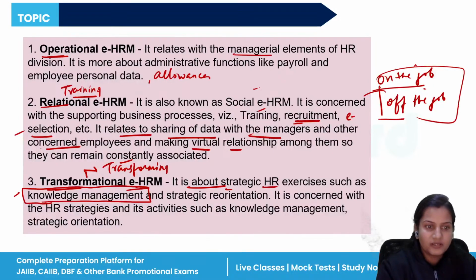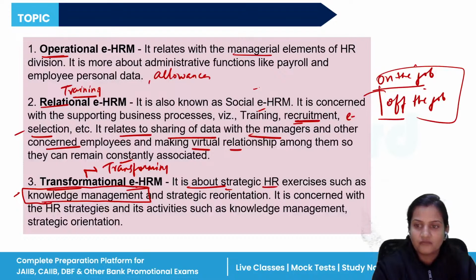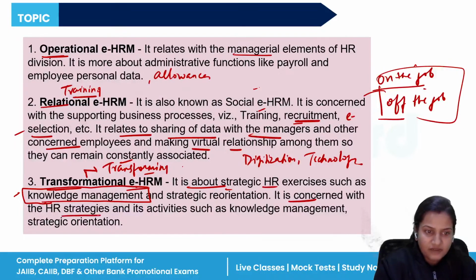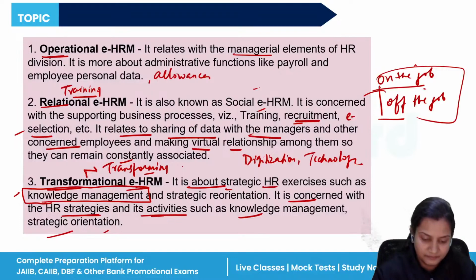For knowledge management, there is a transform. If you have gained any new knowledge or new experience, then ultimately there will be a transform in your work as well. And that transform will highlight how capable you are of doing any particular task. So in this category also, digitization and technology play a very important role. It is concerned with HR strategies and its activities such as knowledge management and strategic orientation.